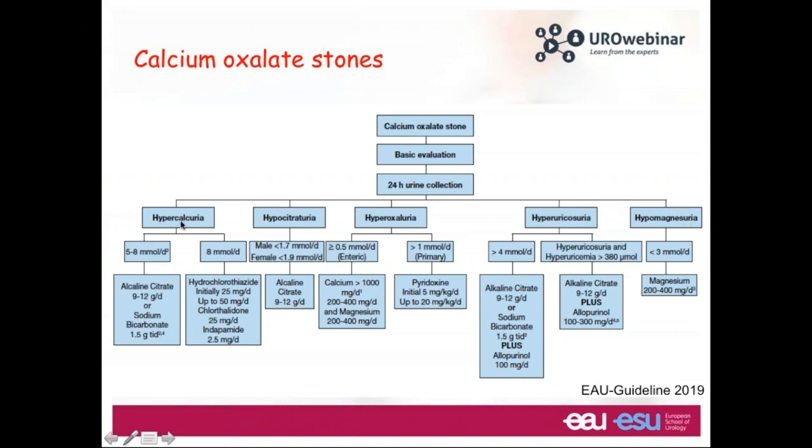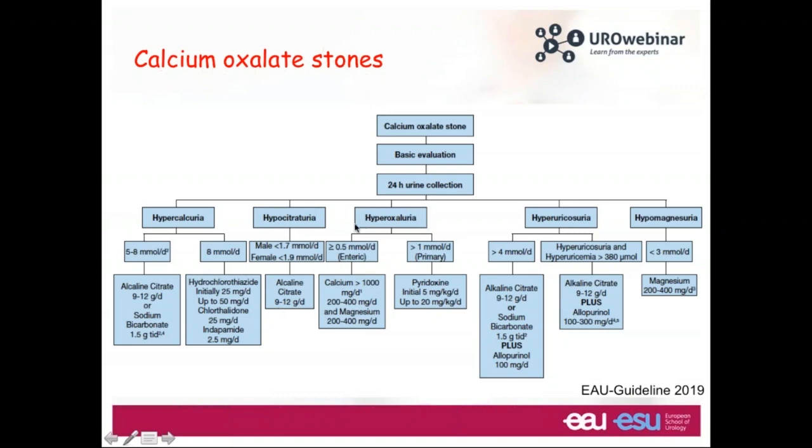hyperuricosuria, or hypomagnesiuria. And the treatment, if you have a calcium stone or a calcium oxalate stone and the patient is hypercalciuric, then you have to give alkaline citrate, depending on the levels of the calcium in the urine. If it is more than 8 millimoles a day, then you also have to give hydrochlorothiazide, starting from a low dose and increasing the dose gradually. If the patient has low citrate in the urine, then you have to give alkaline citrate.